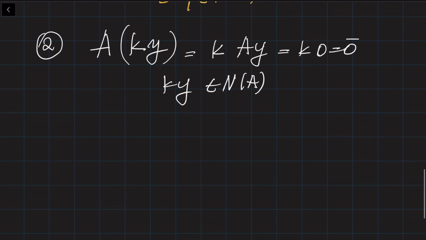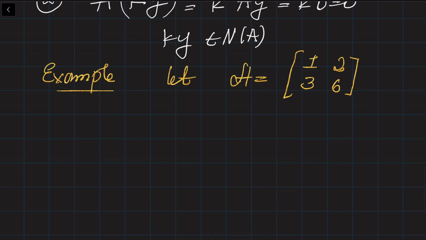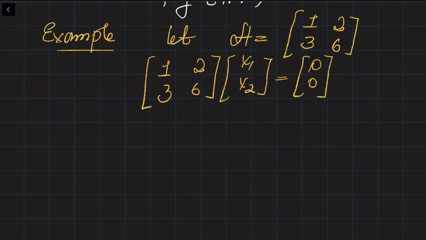So let's do an example where we need to describe the null space of a matrix. Let's say you are given a matrix A with the entries 1, 3, 2, and 6. What I would like is to describe the null space. So what does it mean? It means that I need to take this matrix 1, 2, 3, 6, multiply it by the vector x1 and x2, and this should be equal to 0 and 0. Basically, I need to solve a system of linear equations.